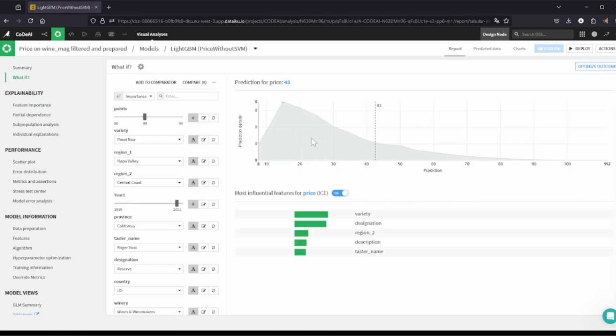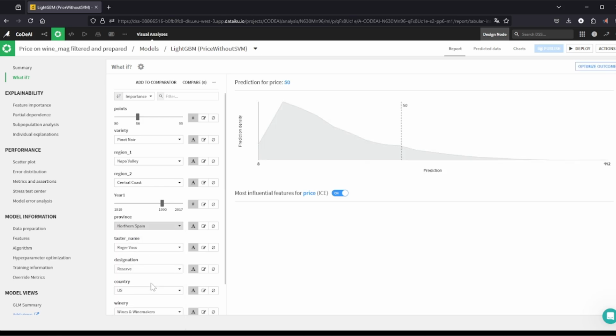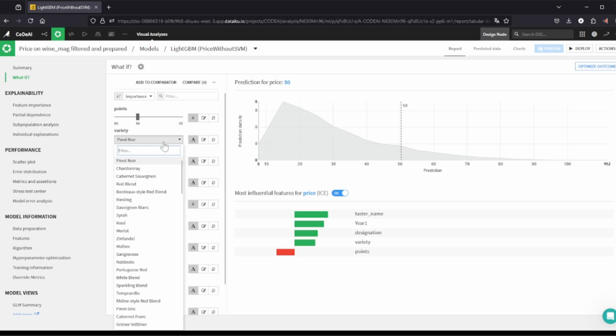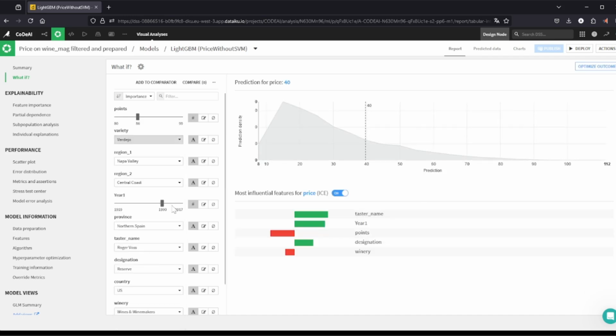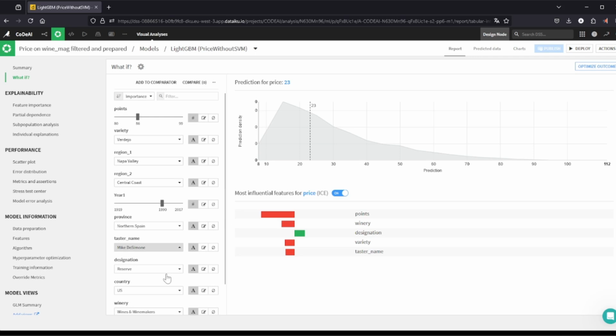One of the great features of this AutoML tool is the What If feature, which allows us to test different scenarios and see how changes in the input variables affect the model's predictions. For example, we can adjust the variety, points, or region to see how the predicted price changes. However, be aware that the model allows for any combination of variables, even unrealistic ones, like a wine from northern Spain being produced in the US. This is where domain expertise and human knowledge are essential to make sure that the AI model's predictions are sensible.